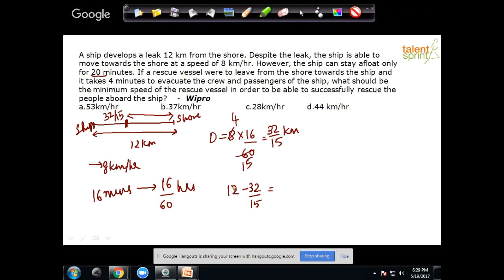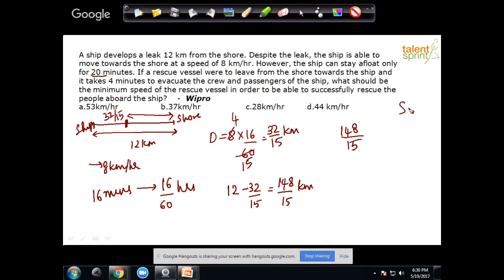Or this is equal to 12 into 15, we know, it is 180. 180 minus 32 is 148. So 148 by 15 kilometer. So this should be the distance that should be traveled by the rescue vessel in the 16 minutes. So if the rescue vessel is traveling 148 by 15 kilometer in 16 minutes, what is the speed of the rescue vessel?